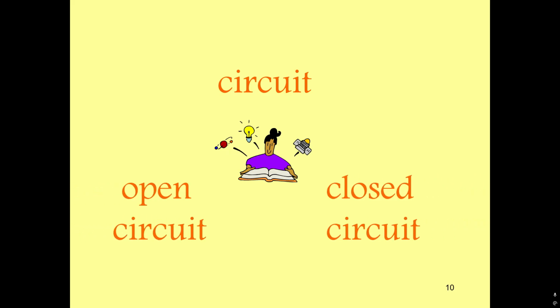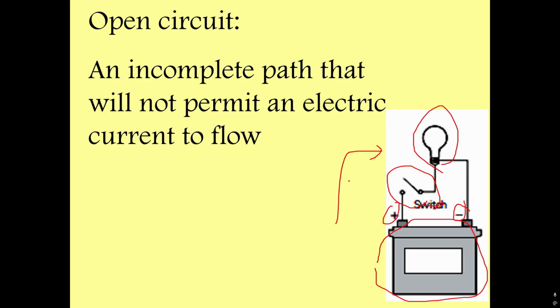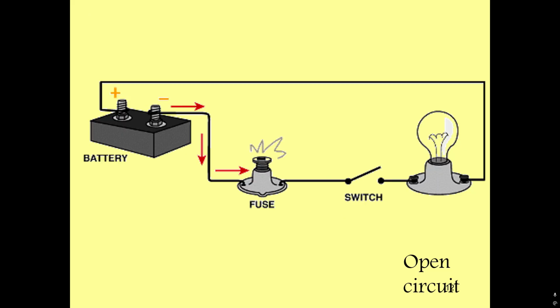So there are two types of circuit. One is open circuit, the other is called closed circuit. So what is an open circuit? An incomplete path that will not permit an electric current to flow. Here you can see we have a battery with a positive terminal and negative terminal, a bulb, and a switch. Now the switch is open, so there is no current. So it is the case of an open circuit.